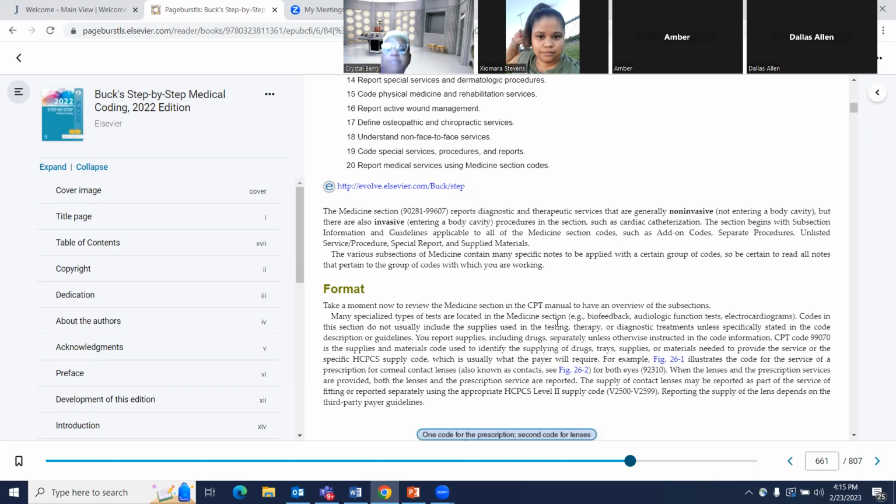It says many specialized types of tests are located in the medicine section. Examples: biofeedback, audiologic function tests, electrocardiograms. Codes in this section do not usually include the supplies used in the testing, therapy, or diagnostic treatments unless specifically stated in the code description or guidelines. So for the format in the medicine section, it says you report supplies, including drugs, separately.